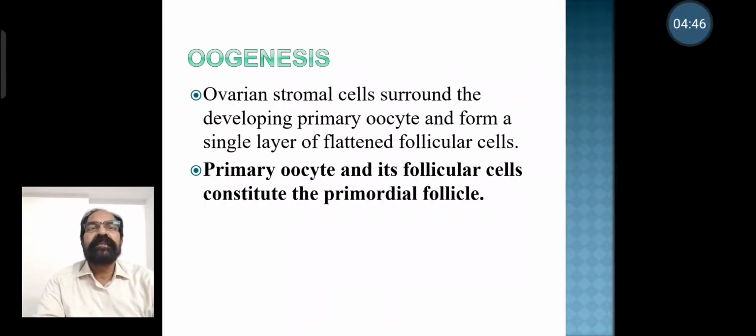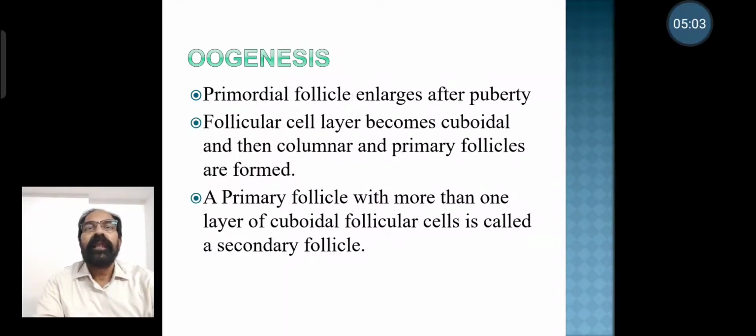Ovarian stromal cells surround the developing primary oocyte and form a single layer of flattened follicular cells. The primary oocyte and its follicular cells constitute the primordial follicle. The primordial follicle enlarges after puberty. Follicular cells become cuboidal and then columnar, and primary follicles are formed. A primary follicle with more than one layer of cuboidal follicular cells is called a secondary follicle.